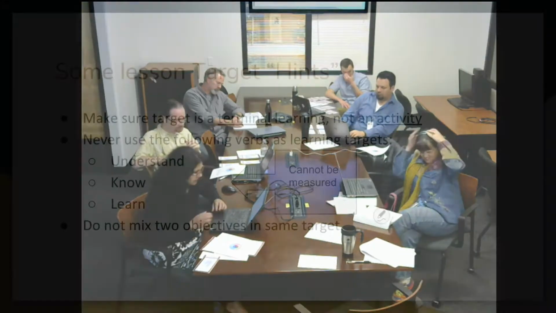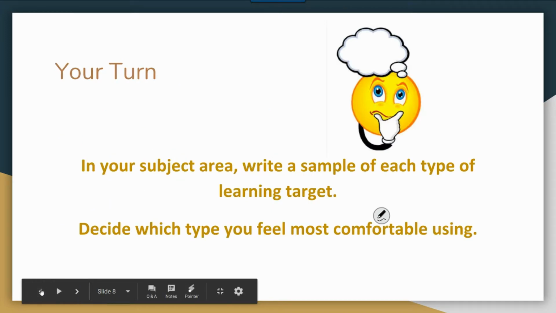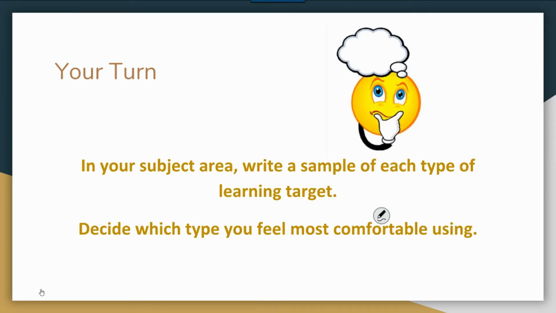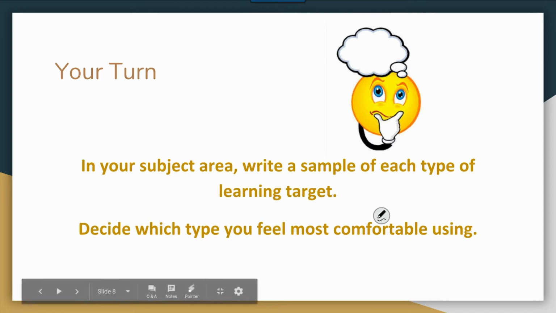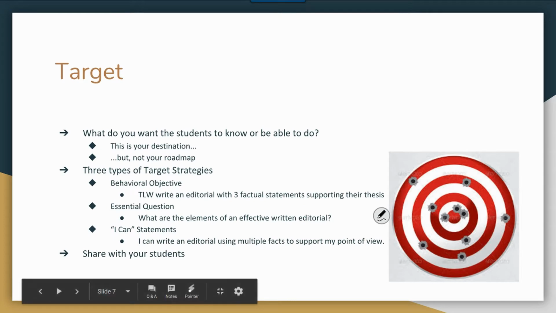So let's go back one more. Okay, in your subject area, write a sample of each of the three that I gave you. I'll go back to them. And then decide which you're most comfortable with. So you're going to write three targets. They can be completely different, or they can be different versions of the same one.